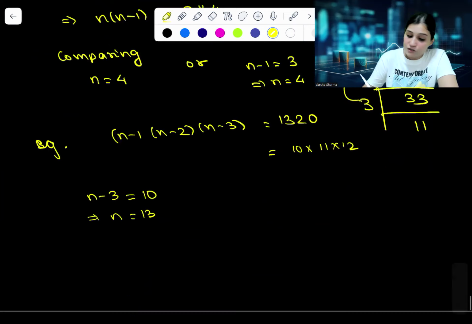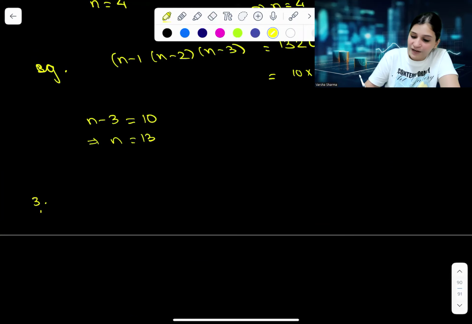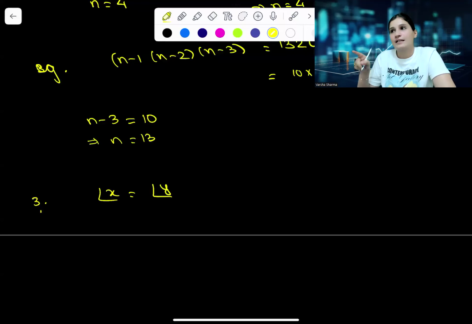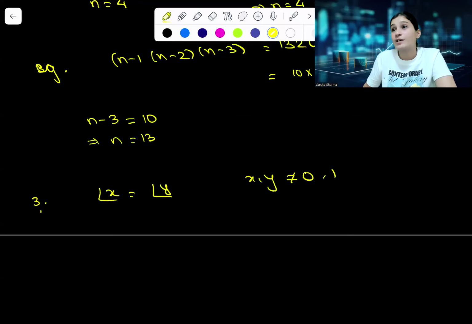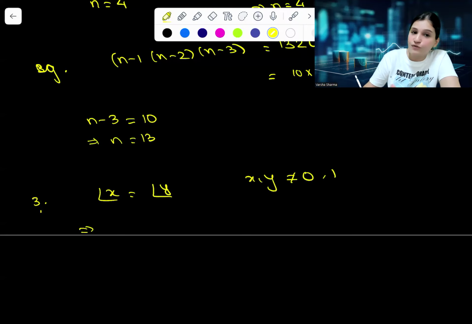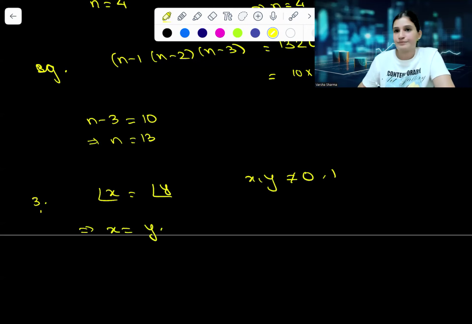Everybody done? Also, what we can do here is, suppose factorial x equals factorial y, except for 0 and 1. X and y are neither equal to 0 nor 1, because those two have the same factorial. Except for them, we can always say that if two factorial values are the same, then x will be equal to y.